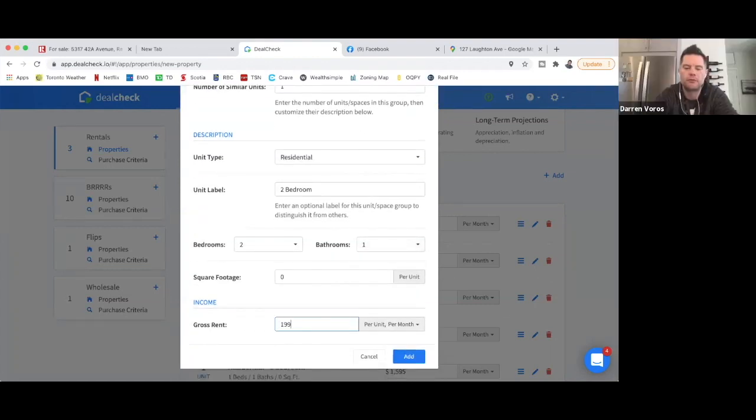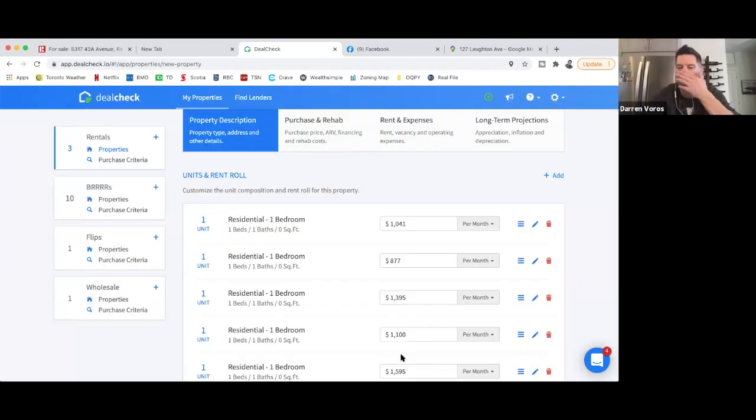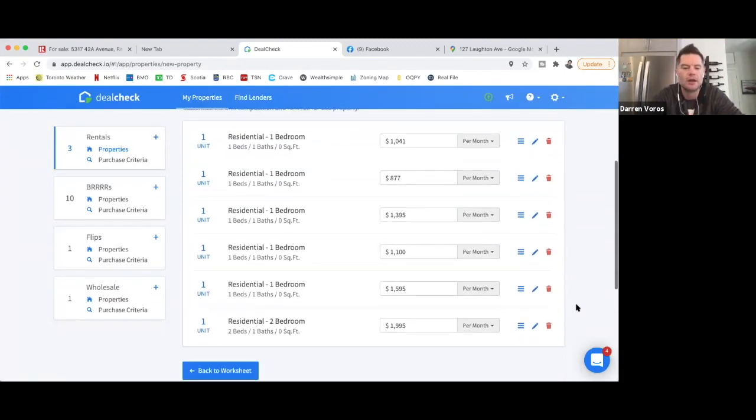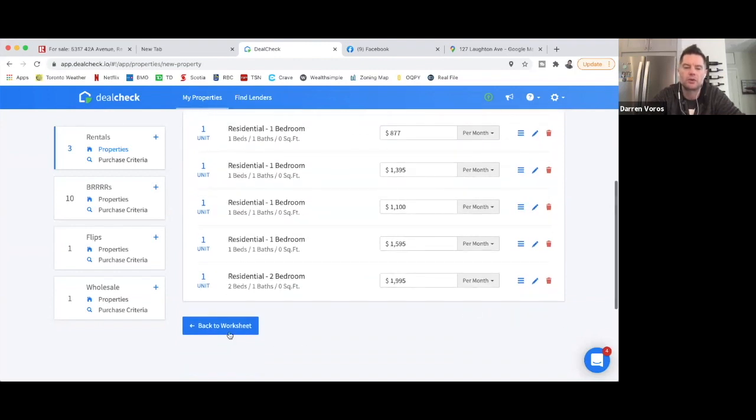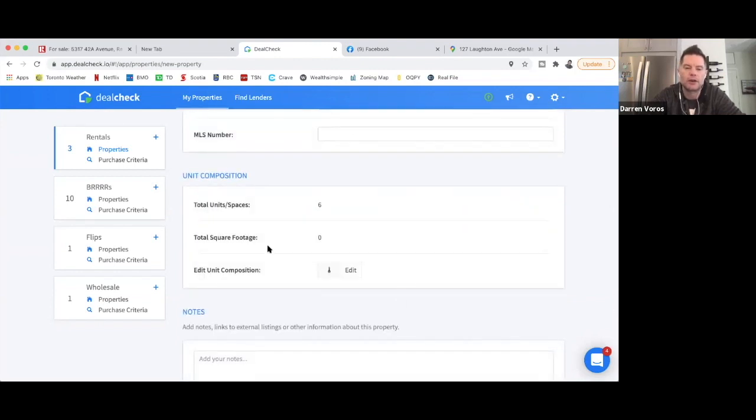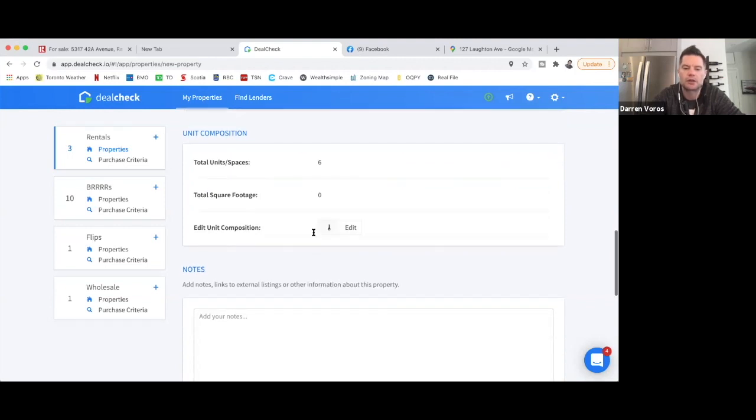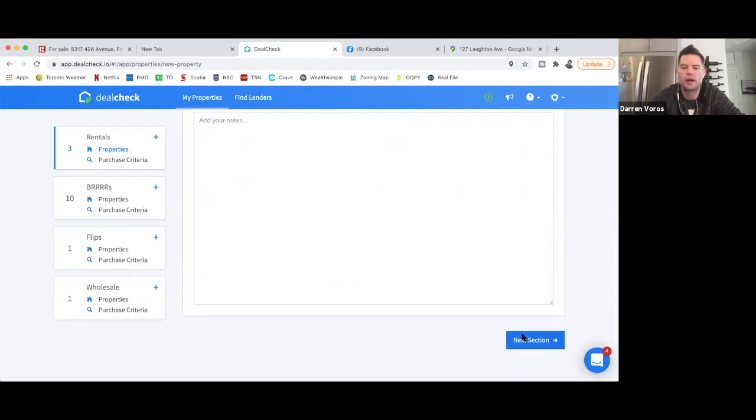$1,995. Okay. Now, if we had square footage, that would be helpful because the software is going to break down the cost per square foot and everything like that. But for now, this is fine. So after we enter those, we go back to the worksheet. So now we've got the six units in here. It's going to populate that later. So we go to our next section.